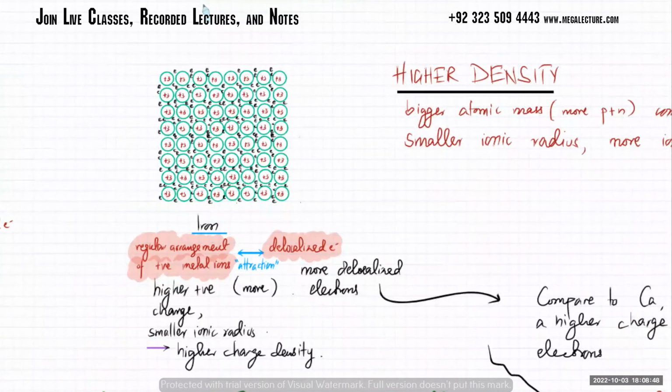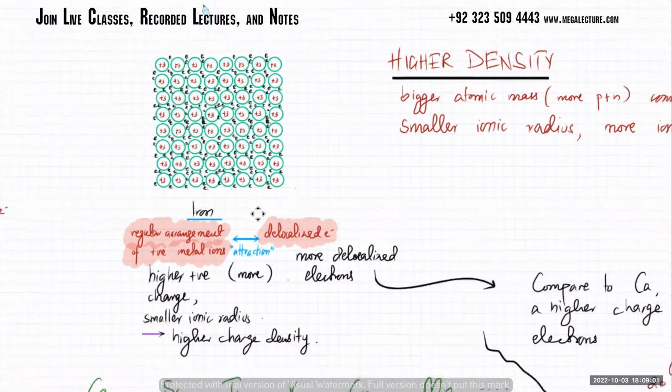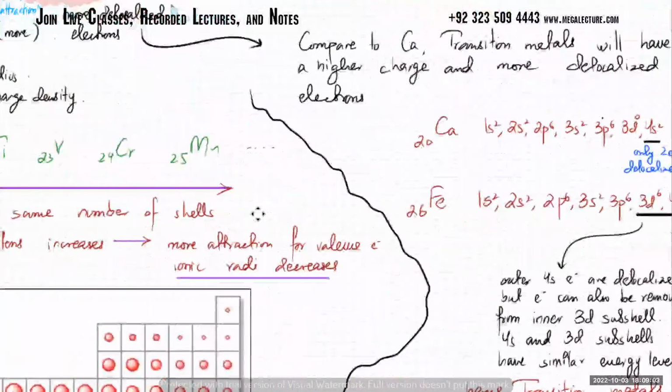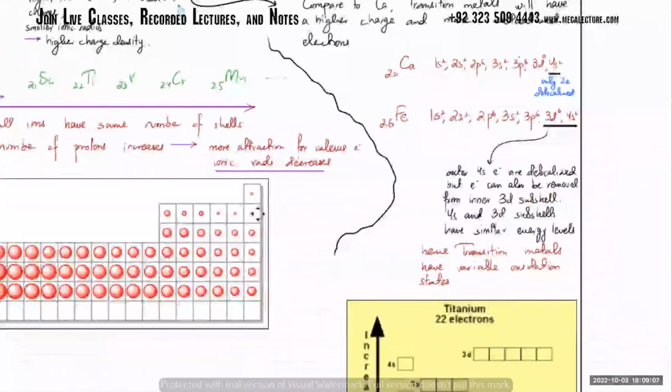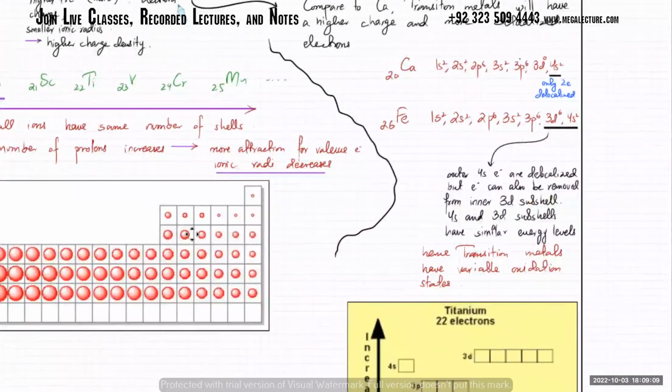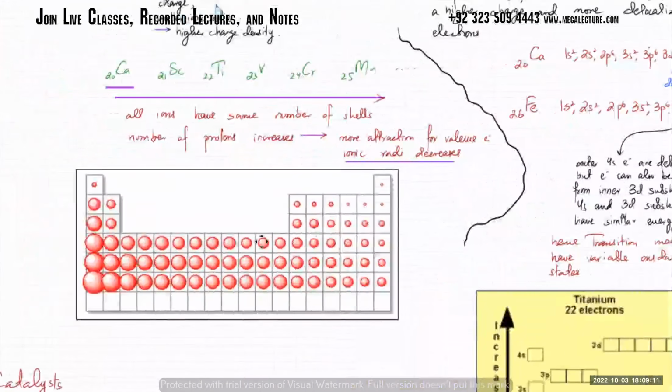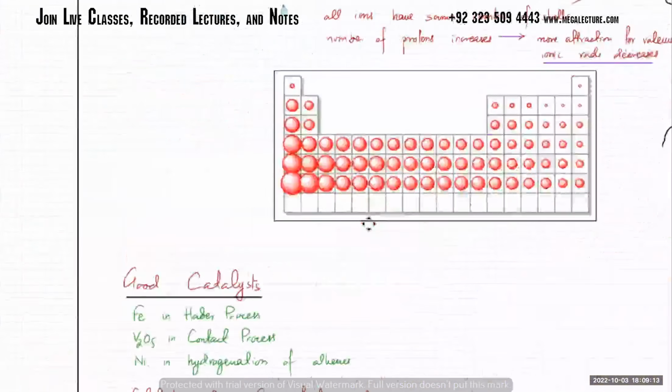We also talked about them having high densities as well. Why? Because they've got a higher mass. They're smaller, plus they've got a larger mass as well. So that's why transition metals tend to have higher densities. And we talked about them having variable oxidation states as well. So we discussed all this, that as you move to the right they become smaller.